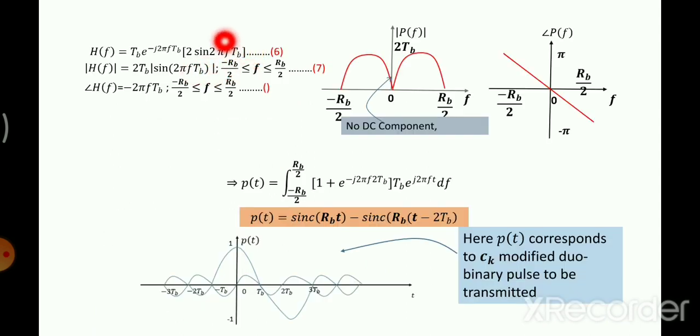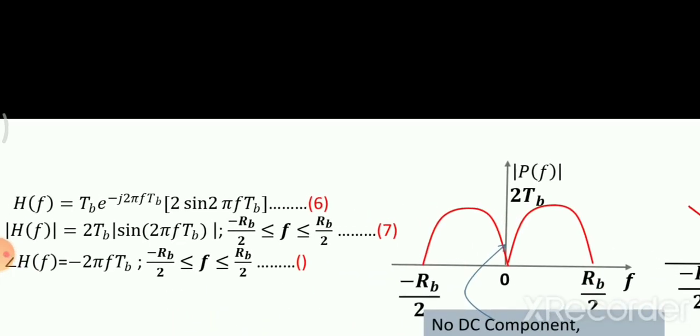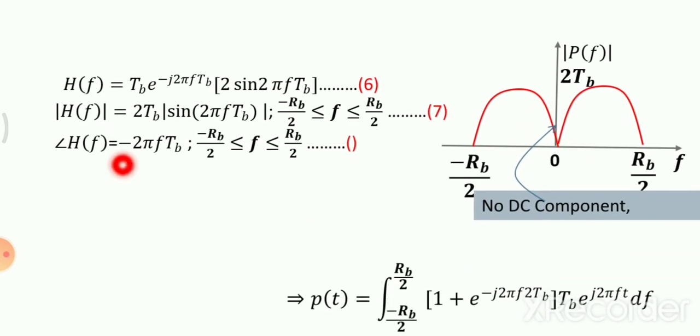So twice of twice. Now once we have the spectrum, the Fourier transform, we can get the magnitude as well as the phase spectrum. The magnitude is going to be TB times 2 sine of 2 pi f TB. The magnitude of the exponential is going to be 1. So this is the magnitude in this interval. Also, what is the phase? Phase is given by the power of the exponential. So e raised to minus j theta, where theta is going to be minus 2 pi f TB.